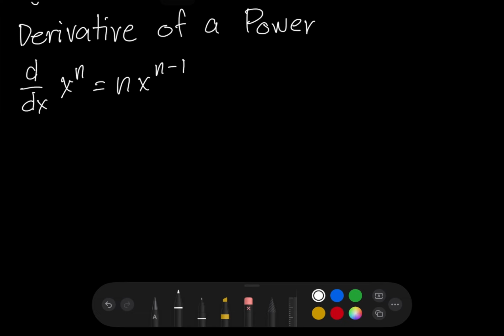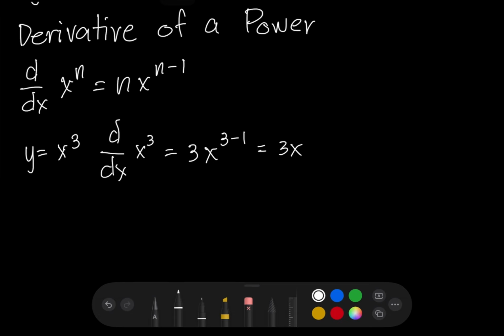Let's have an example. For example, we have y is equal to x cubed. Our exponent here is a cube, which is equal to 3. The derivative of x cubed is just equal to, what is our n? That is just 3x raised to 3 minus 1, which will give us 3x raised to 2. So that's the derivative of a power.